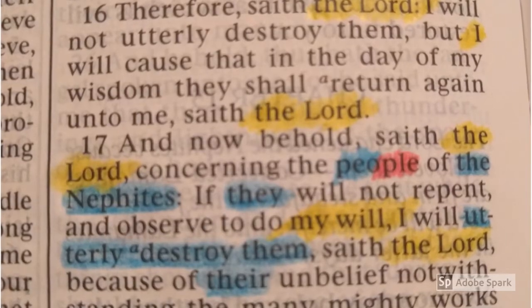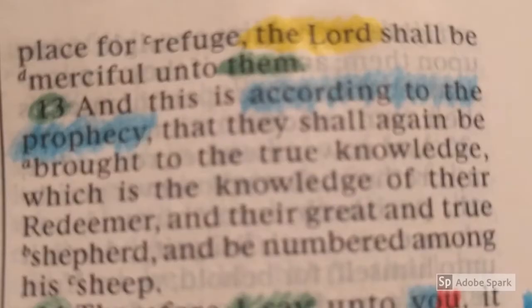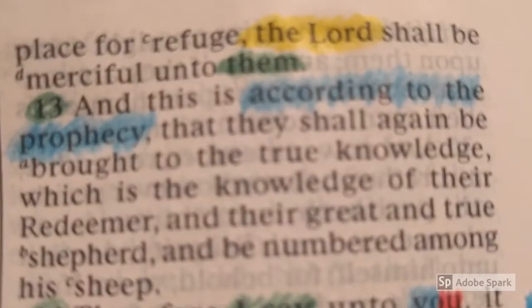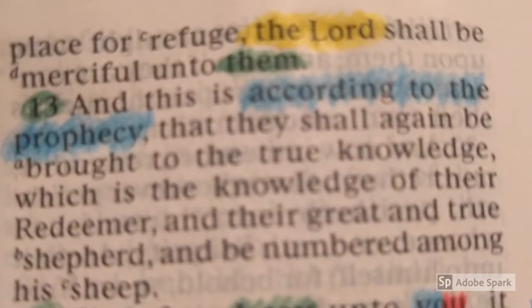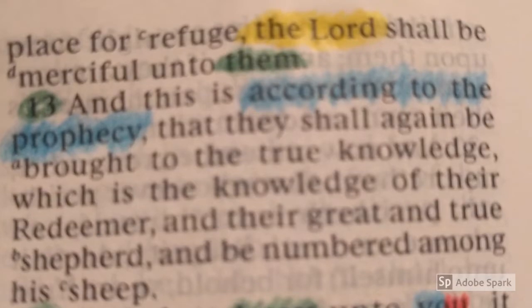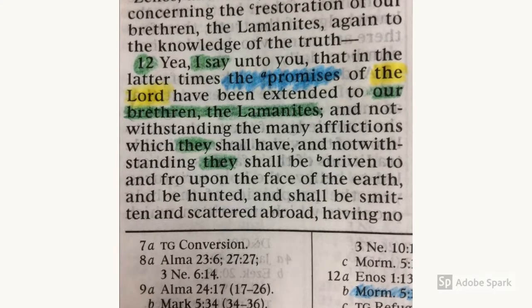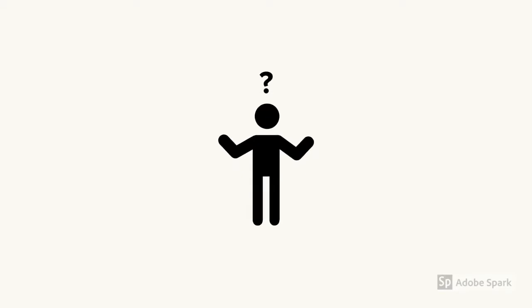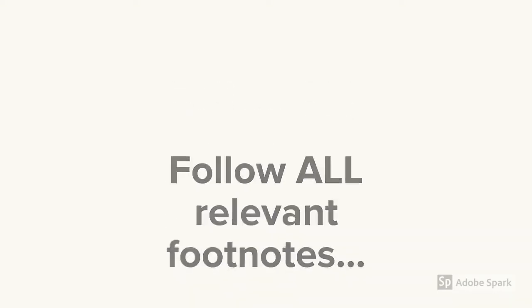The next part is to focus on the about, the key phrases or ideas that he's trying to communicate. And basically I'm highlighting phrases where I'm trying to define what he's talking about. In this case, the prophecy. Well, which prophecy? Which is sometimes illuminated by the other verses in the chapter, and sometimes not. Which brings us to the third step, which is follow all the footnotes.